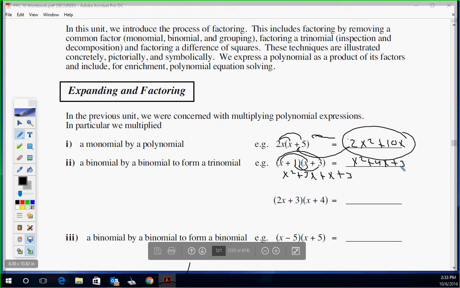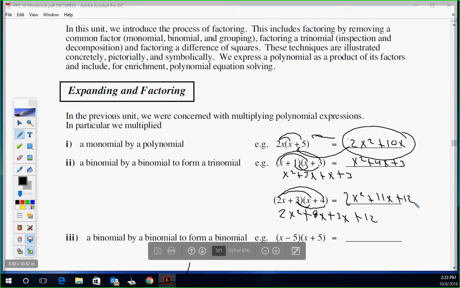Then 2x times x is 2x squared. 2x times 4 is 8x. 3 times x is 3x. 3 times 4 is 12. So this one works out to be 2x squared plus 11x plus 12. Just reviewing what we've already done.